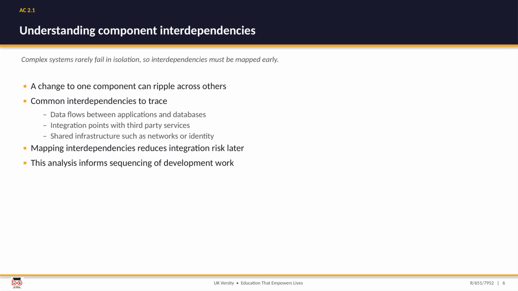Complex systems rarely fail in one neat, isolated place, which is why interdependencies need mapping early. A change to a single component can ripple outward and disturb others you had not considered. The ones worth tracing are the data flows between applications and databases, the integration points with third-party services, and any shared infrastructure such as networks or identity. Mapping these connections up front reduces the integration risk that otherwise bites late in the project, and it also tells you the sensible order in which to sequence the development work.